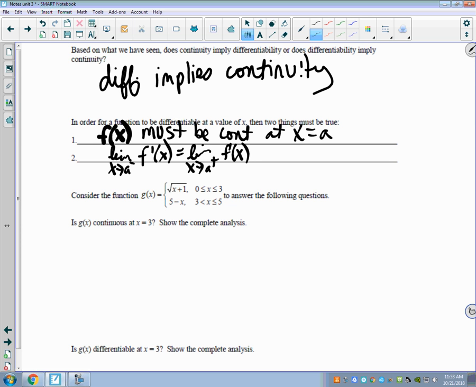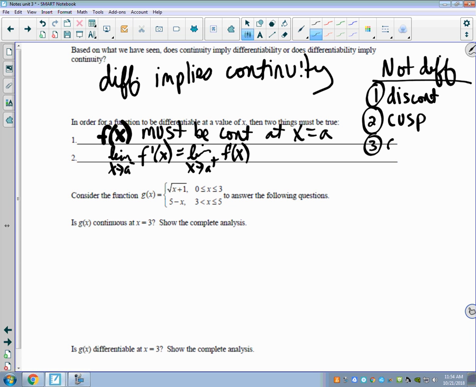What I like to think about is that there are 4 places where your graph is not differentiable. One is at a discontinuity, like a jump or an asymptote. Those would all be discontinuities. But what else? At a cusp or at a corner. Those are places where your graph is still continuous, and a cusp and a corner are almost the same. And the last one is a vertical tangent line.